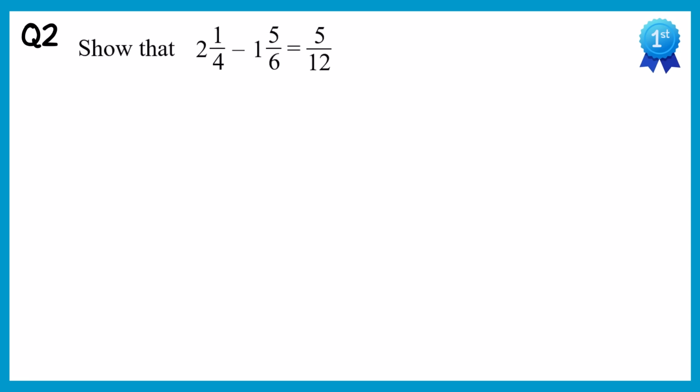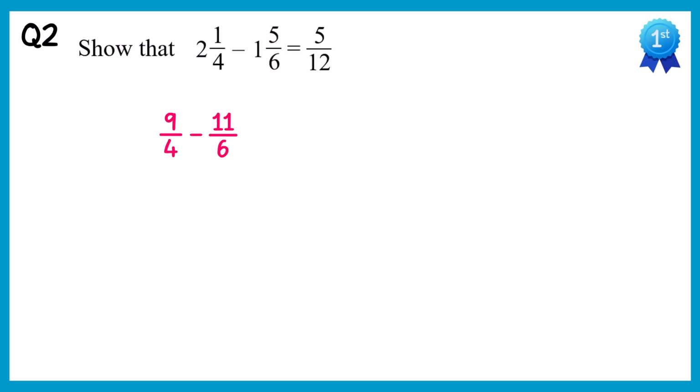In this question, we need to show that 2 1/4 subtract 1 5/6 is the same as 5/12. We're going to start with 2 1/4, which is a mixed number, and convert it to an improper fraction. To do this, we multiply 2 and 4 together, which gives you 8, and then add 1, which gives you 9. So 2 1/4 is the same as 9 quarters. Then we'll do the same with 1 5/6. 1 times 6 is 6, and then add 5 is 11. So this is the same as 11 over 6.